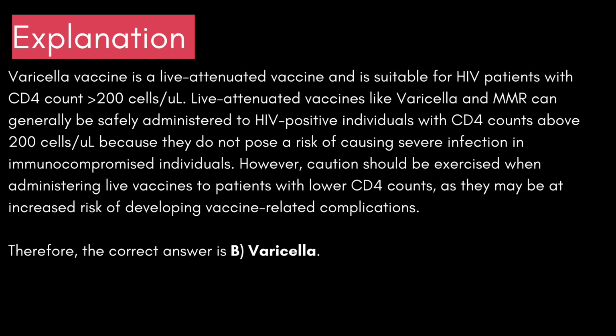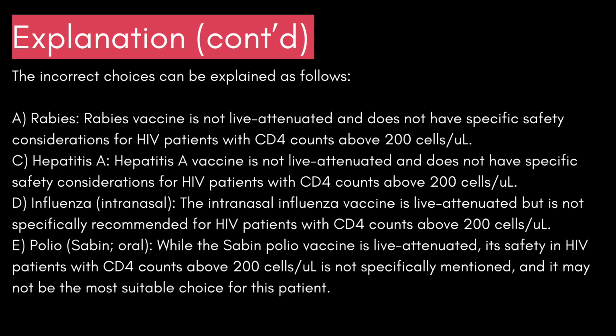All right, let's go ahead and see why the other answer choices are incorrect. The incorrect choices can be explained as follows. A, rabies. Rabies vaccine is not live attenuated and does not have specific safety considerations for HIV patients with CD4 counts above 200 cells/uL. C, hepatitis A. Hepatitis A vaccine is not live attenuated and does not have specific safety considerations for HIV patients with CD4 counts above 200 cells/uL.